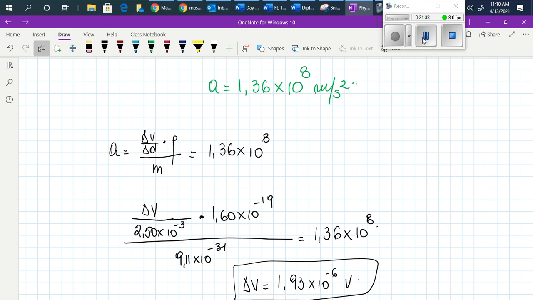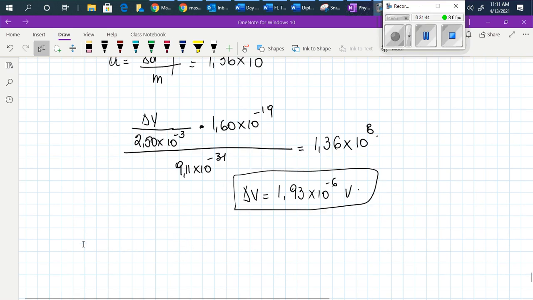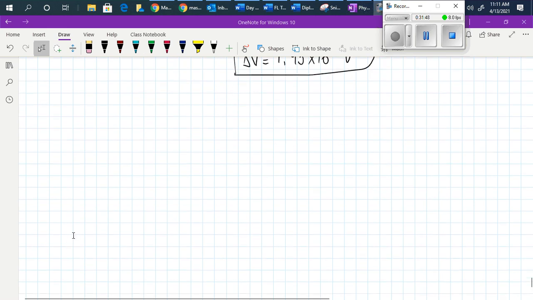Okay, we'll see a third example and then we'll call this done. So a third example will be, let's say that we have two parallel plates.